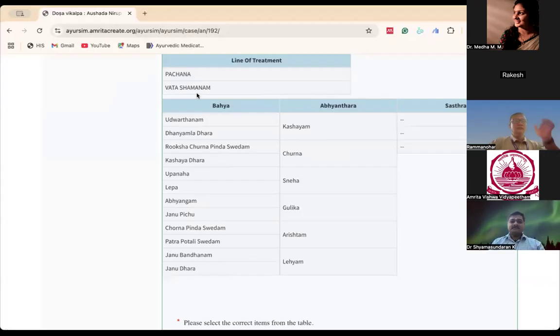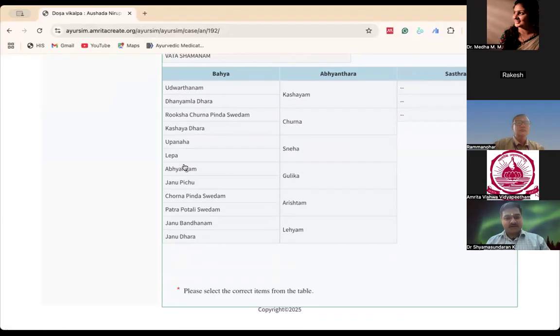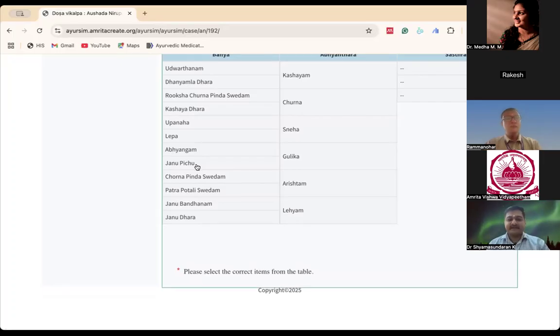So in bahya, what you would be doing the treatment. So first you will be doing udvartana to do the rukshana, or you may choose dhanyamla dhara to do the rukshana. For that, what medicine you would use, that also may be decided. And then later on, you will come to the snigdha type of treatments, like upanaham or abhyangam, janu pichu. But these are all coming later. So there is a particular way or logic in using this method. So this is also very, very important.